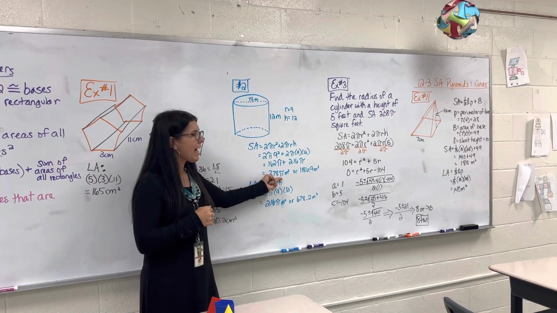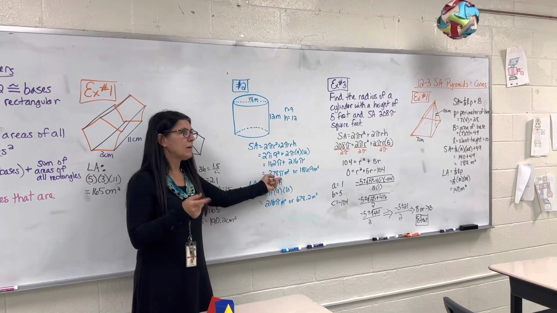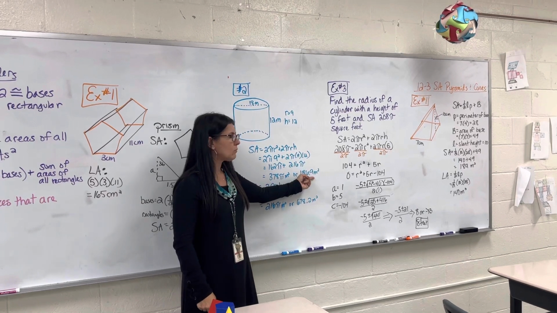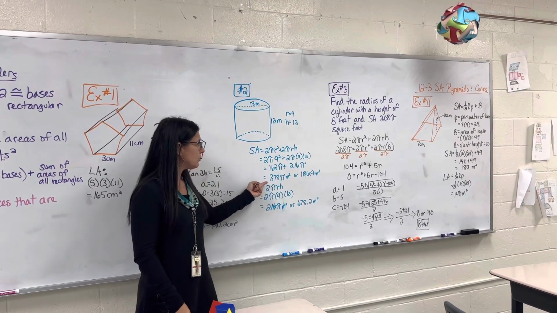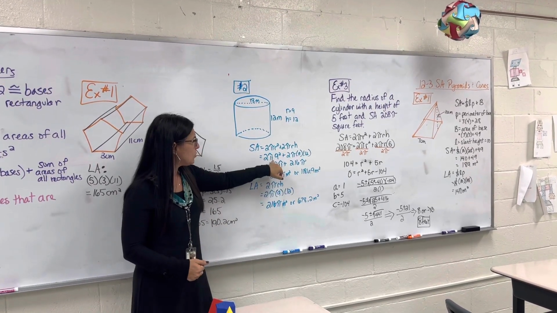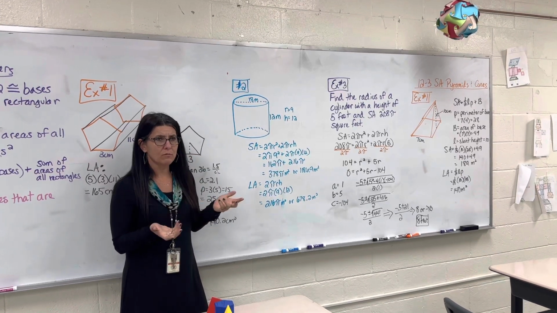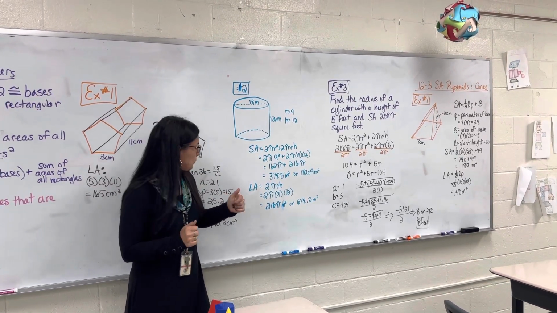This is my exact surface area. If I plug that in, this is my rounded surface area. I want you to be able to do both. The key is to treat that pi like a variable, as if it's an x.